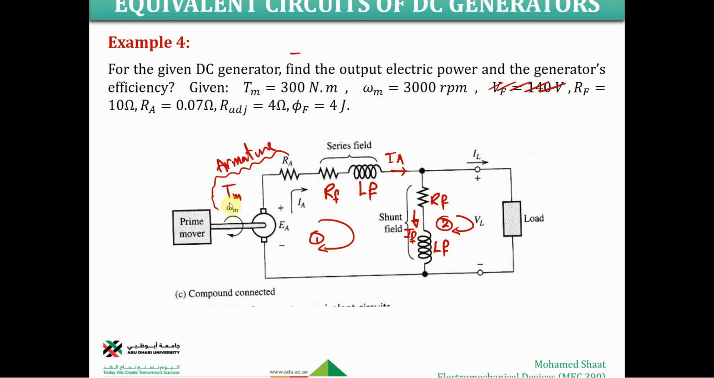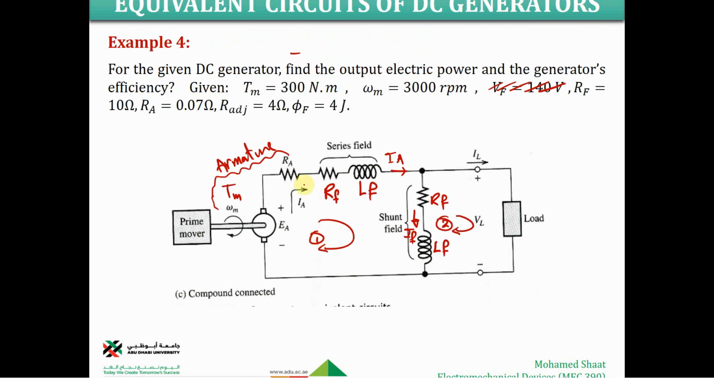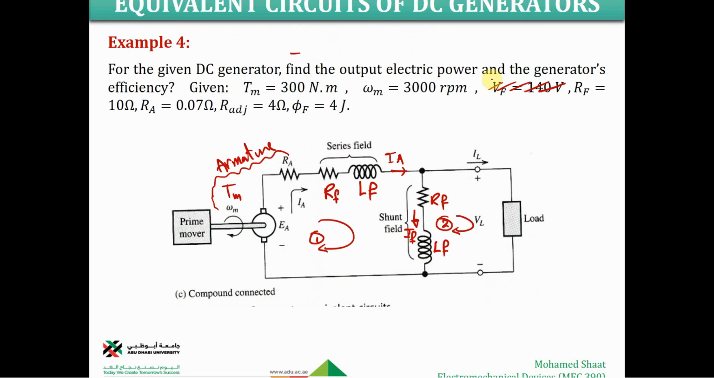So this is gonna give us this equation, that the negative EA plus the IA times the RA, which is the armature resistance. And we do have here also RF, so we're gonna have here plus IF times RF, which is the voltage over this resistance, but there is no voltage over this one. Here the voltage over this resistance is gonna be IF times RF.